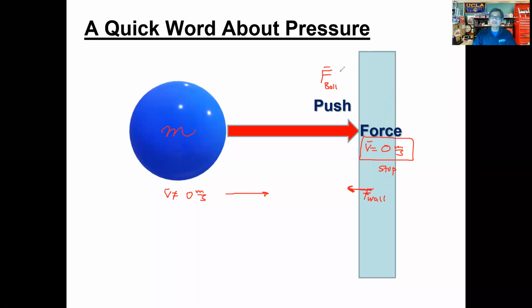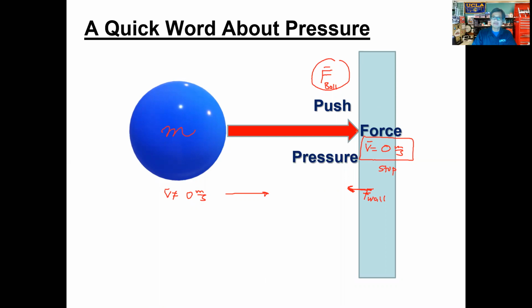But this is the force that the ball applies on the wall. So if the wall doesn't move, does the ball affect the wall in some other way? And the answer is yes. What the ball does is it applies a pressure at this point right here. As it pushes in to the wall, it applies the pressure.